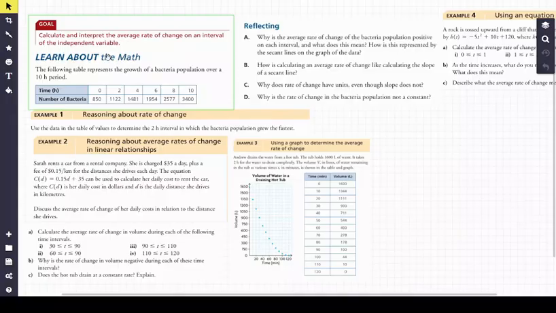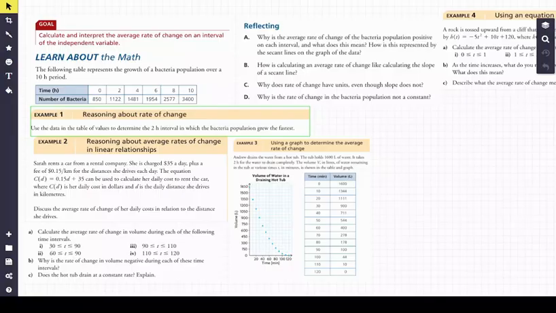And then they gave us some time periods. Every 2 hours, they measured the number of bacteria within this population, and they gave us an updated number. So first, we're going to be reasoning about the rate of change. We're going to use the data in the table of values to determine the 2 hour interval in which the population grew fastest. We're going to see in which of these did the number of bacteria just double or triple or quadruple, which were the fastest.